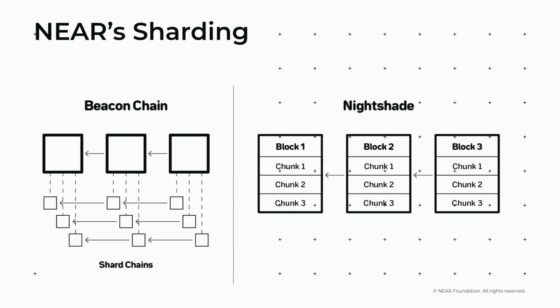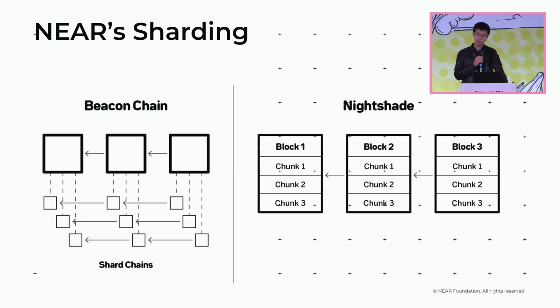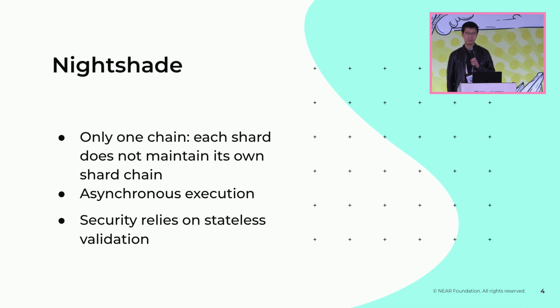So in Near's Nightshade design, we actually simplified things. We basically just say that there's only one chain. Each block on this chain contains chunks, which are shard blocks from every shard. So there's no actual shard chain, even though logically you can build this shard chain from the main chain. This simplification makes a lot of things easier, not only easier to implement, but easier to reason about the security and so on.